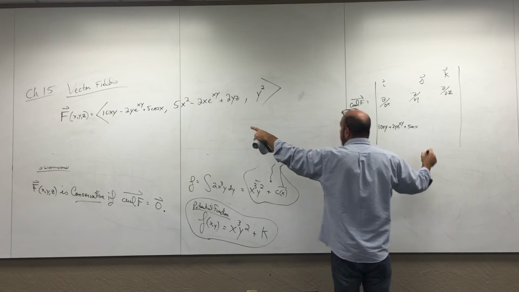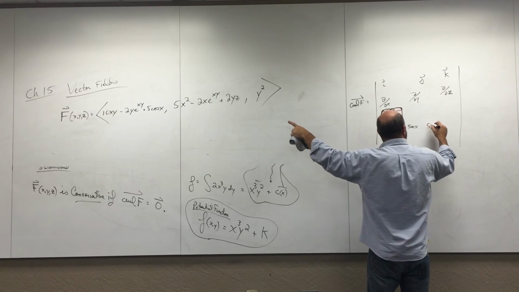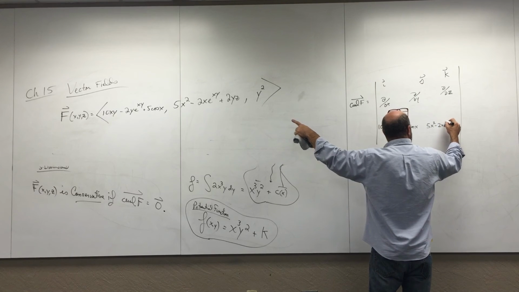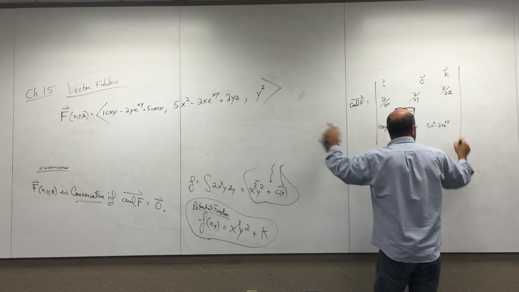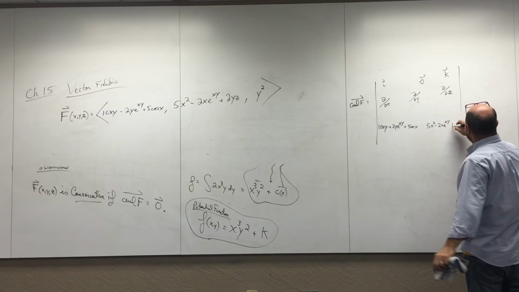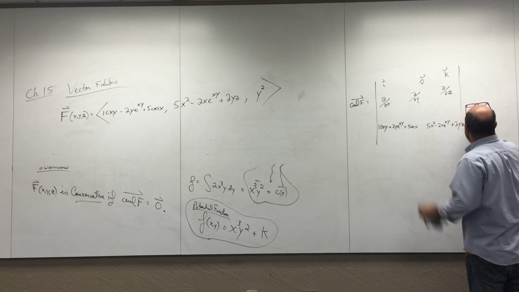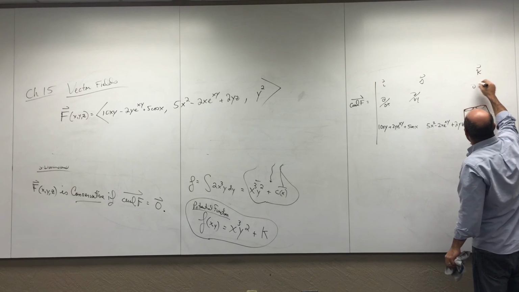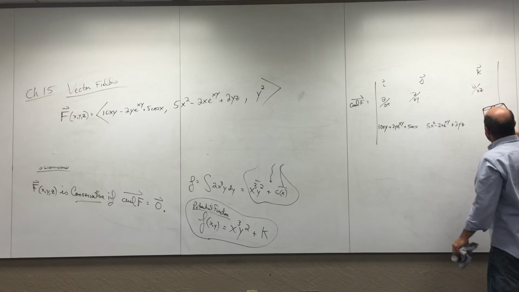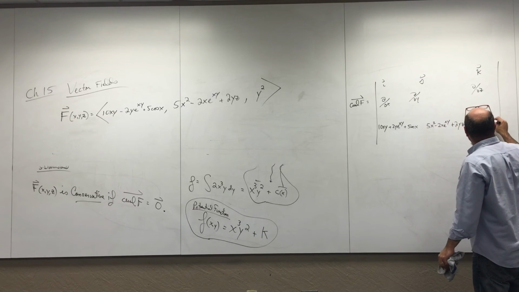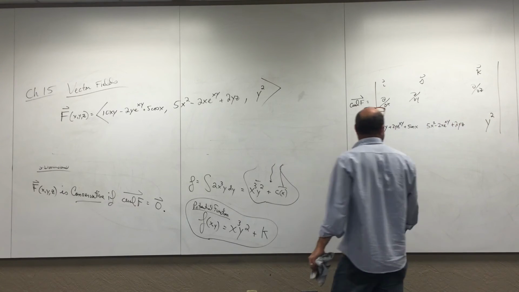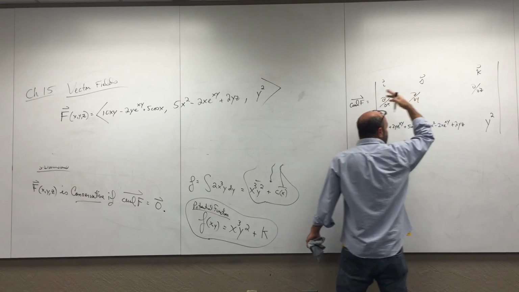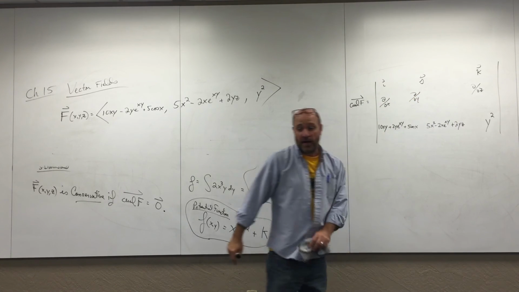What's this? 5x squared minus 2x e to the xy plus 2yz. I'm going to move this over. And then my k is y squared. That's interesting. There's my vector field. There's my d/dx, d/dy, d/dz. I got to do this cross product.